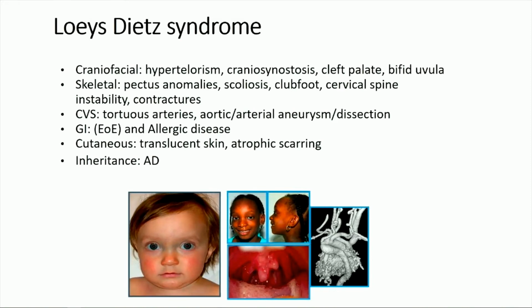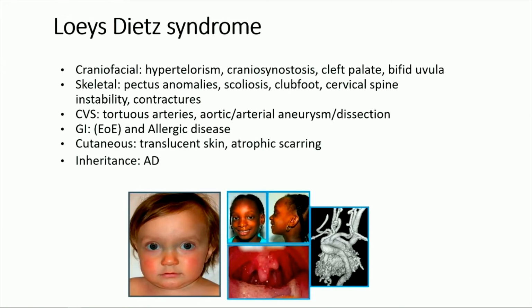We saw similar presentations in the skeletal system, including pectus and scoliosis, but in this population, we were seeing a lot more club foot or some cervical spine malformations, as well as more evidence of contractures in the fingers and toes. On imaging, these individuals really showed more tortuosity of the arteries and also the aorta, and they were more likely to have smaller dissections in other blood vessels.